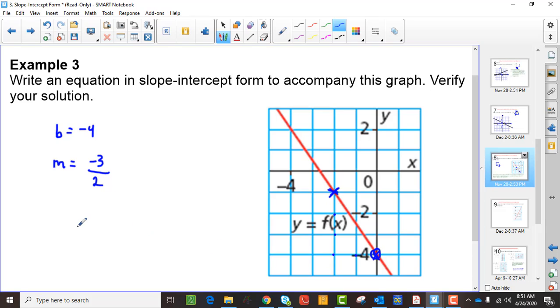So I have my slope and my y-intercept, so I can say therefore my equation is y is equal to m, which is -3 over 2, x, plus b, and b is -4. So actually, instead of writing a plus, I'm just going to write -4. And that's my equation.